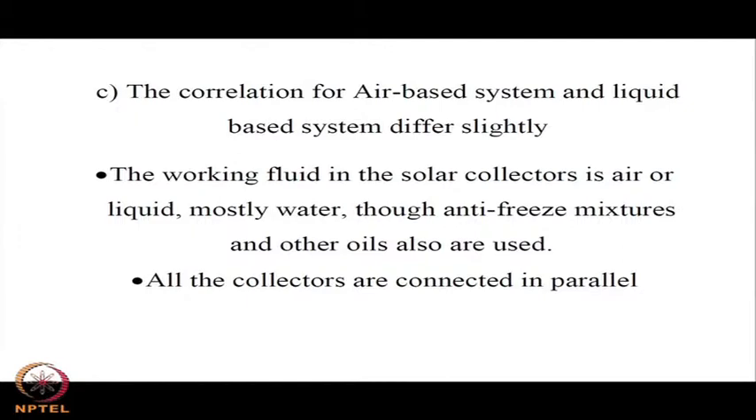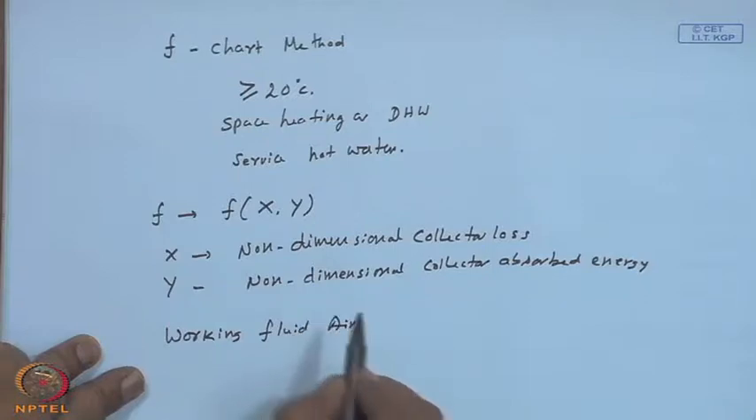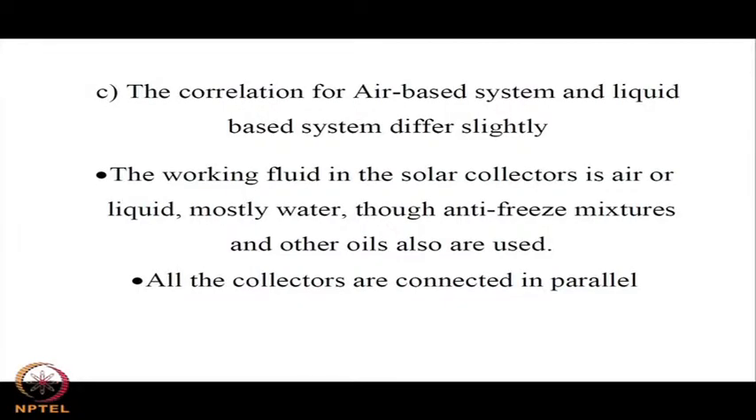And the specific numbers, rather the form, will be the same. Correlations for the air based system and liquid based system differ slightly. In general, air based system means the working fluid in the collector, which picks up the useful energy, is air. I have not yet seen or heard of a gas being used instead of air, except in some refrigeration applications, where people are trying carbon dioxide, etcetera. And the liquid based systems, mostly it is water, though antifreeze, glycol, etcetera may be used, or a thermionic fluid can also be used, where the thermal capacity characteristics will be better, so that your storage will be less volume wise, etcetera.